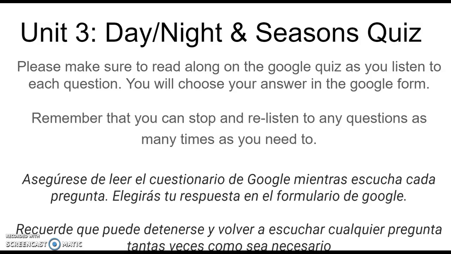Question 13. Which of the following best describes the days and nights shown in the diagram below? The Northern Hemisphere is having days that last longer than the nights. The Southern Hemisphere is having days that last longer than the nights. Both hemispheres are having nights and days that last the same amount of time, or both hemispheres are having days that last longer than the nights.